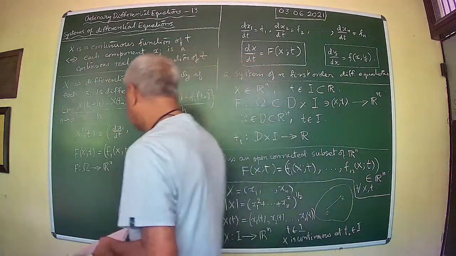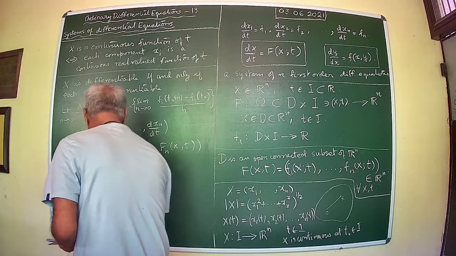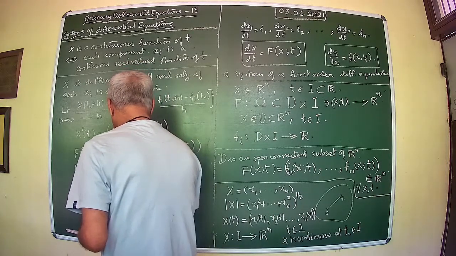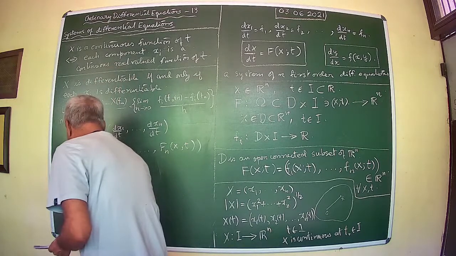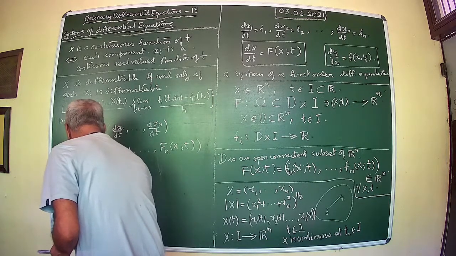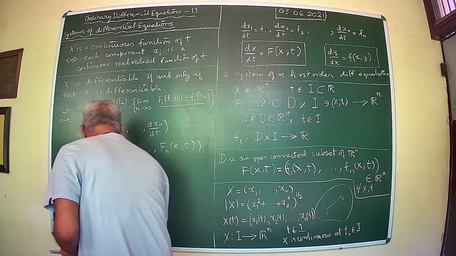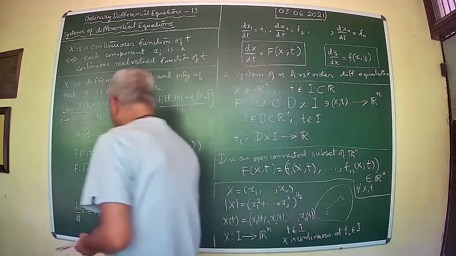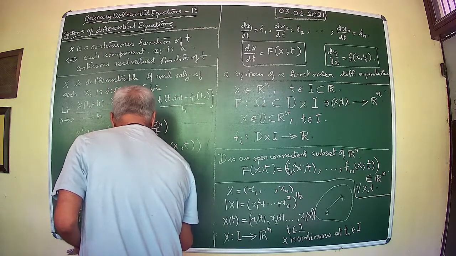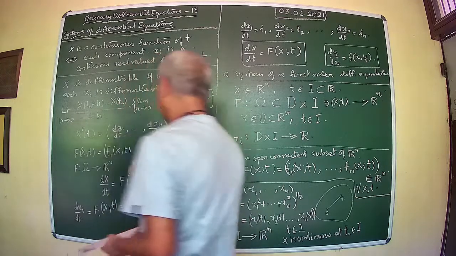Now our differential equation is then of the form which tells that dxi by dt is equal to fi of x, which is equal to fi of the components. This is the differential equation that we look at.